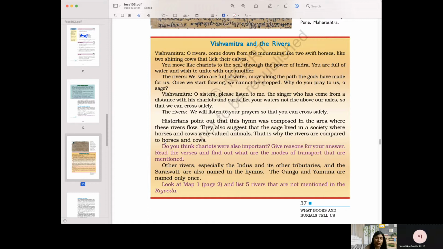At last they say, okay, we will start, but if we start, you cannot stop us. So then what to do? Vishwamitra said, oh sisters, please come in a controlled way. Don't come so much that even I cannot cross this border with my chariot. So come in a controlled way. That's how the rivers agreed, and that's how we finally see today the Ganga river, Saraswati, etc.